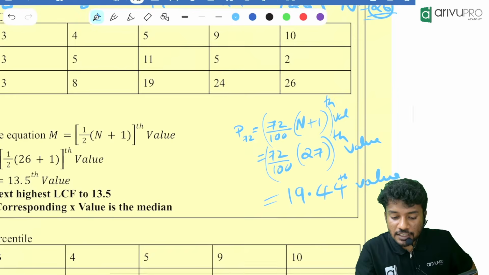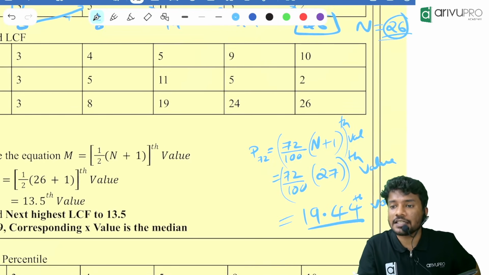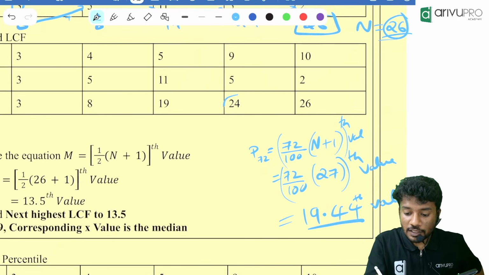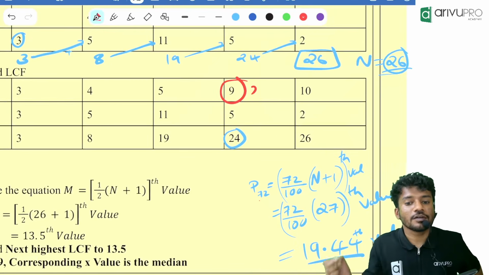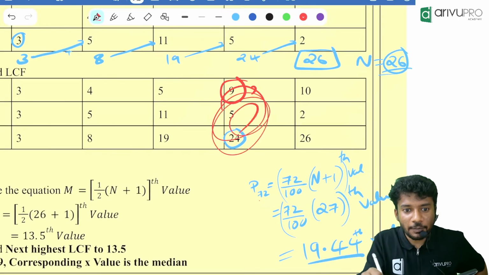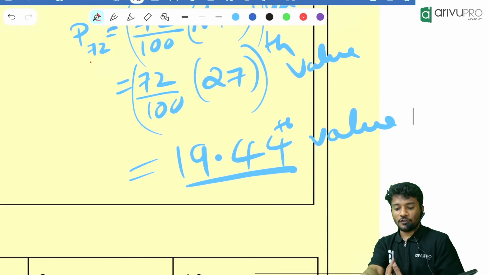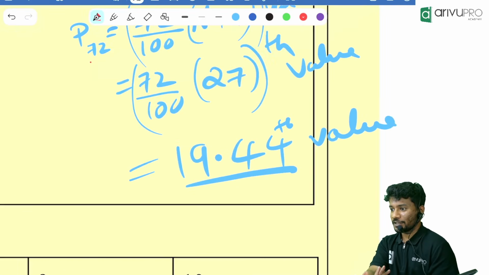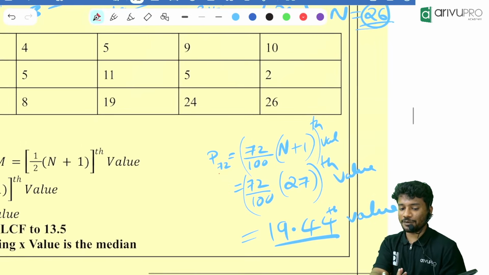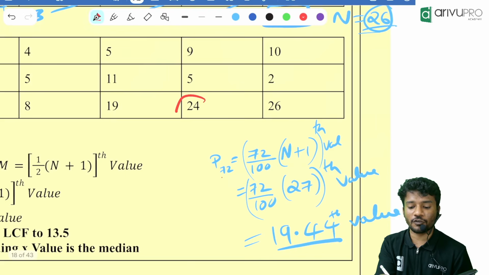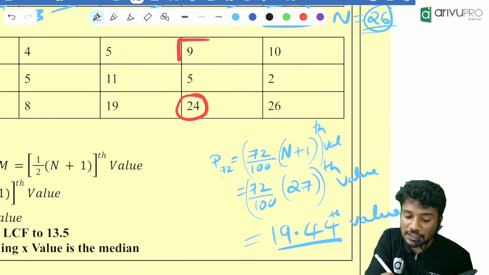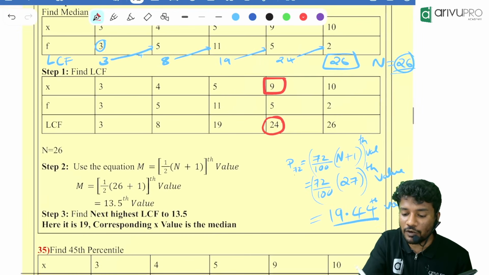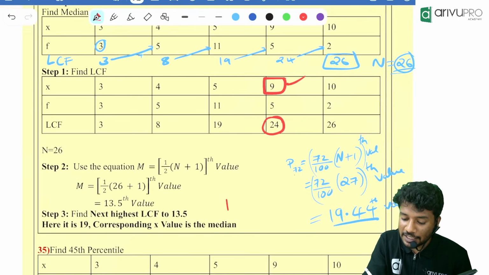Which cumulative frequency is greater than 19.44? 24. The corresponding x value is our percentile 72. Again, listen. We got the 19.44th value. Now we check which cumulative frequency is greater than 19.44. That is 24. What is the corresponding x value over here? 9. So 9 is our percentile 72.